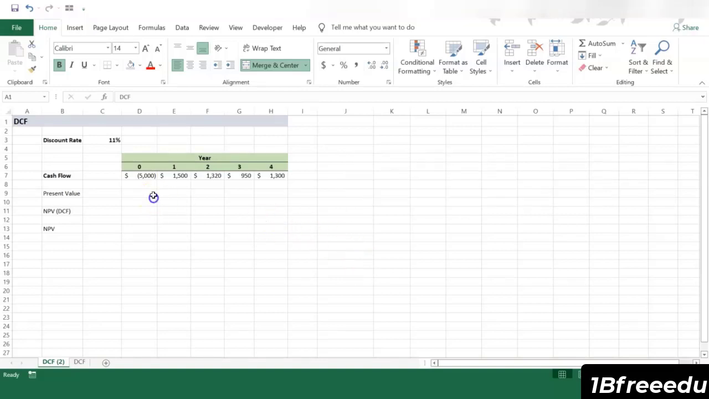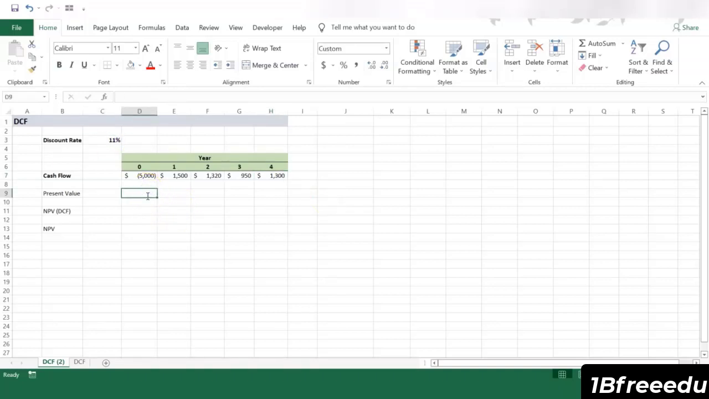For this example, we first need to estimate the cash flows. We have an initial cash outflow, the initial investment in year 0, of $5,000. Then for year 1, we have a cash flow of $1,500. In year 2, we have $1,320. Year 3 is $950, and then for year 4 we have $1,300. And we have our discount rate of 11%.